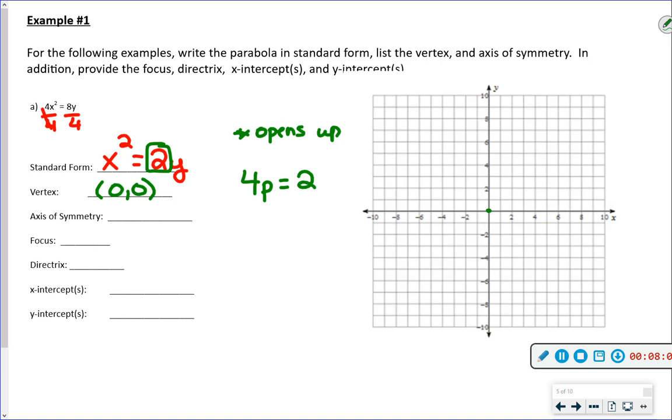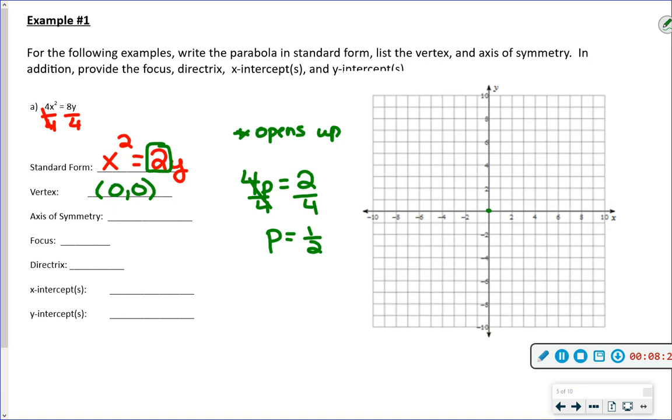So I want to know just what p is, not 4p. So of course I'm going to divide by 4. What's 2 divided by 4? A half. Not the worst, not the best. Okay. Now, focus here. This is new.